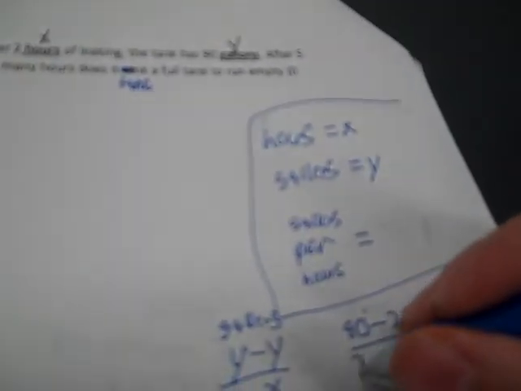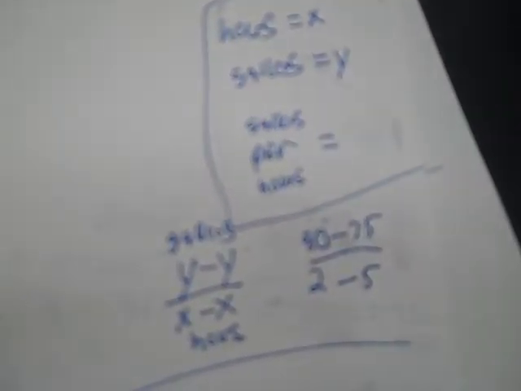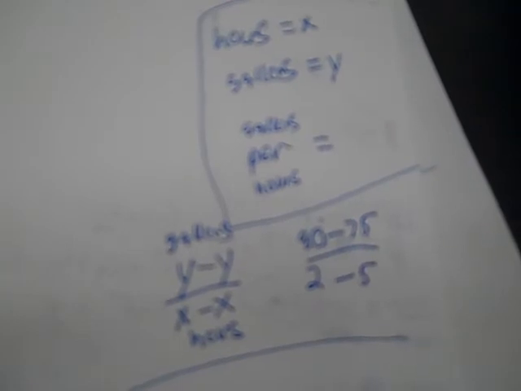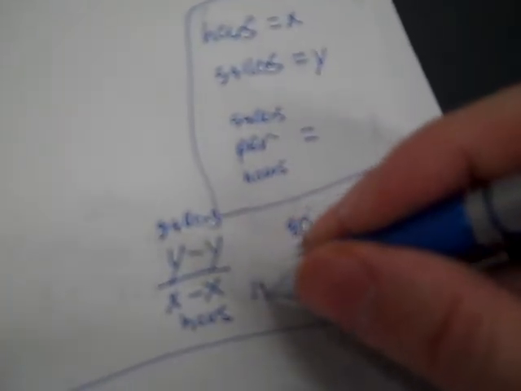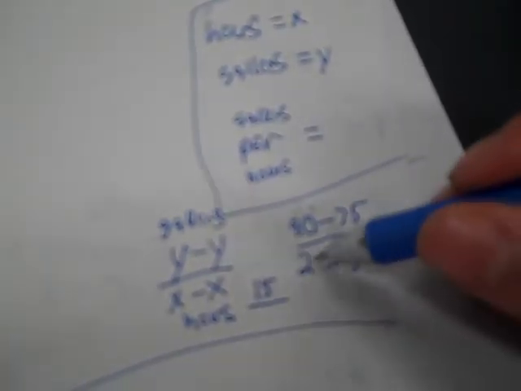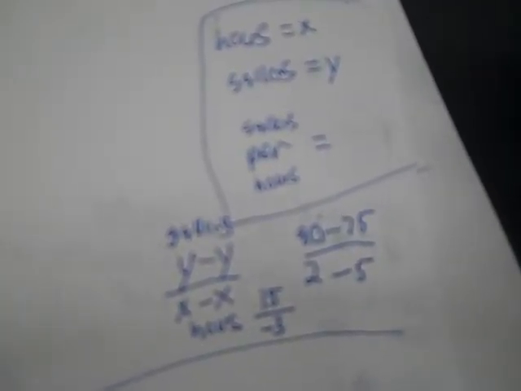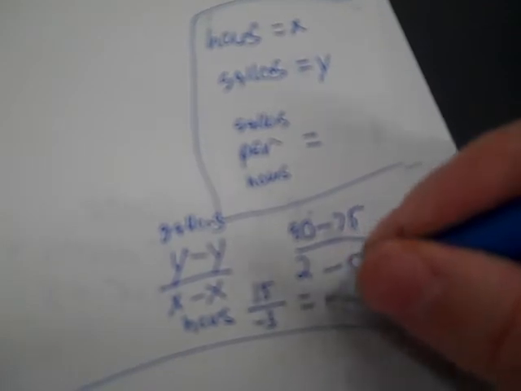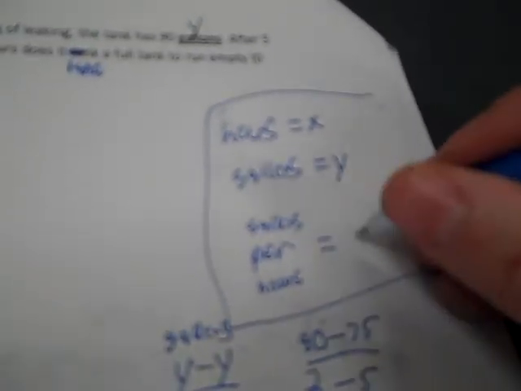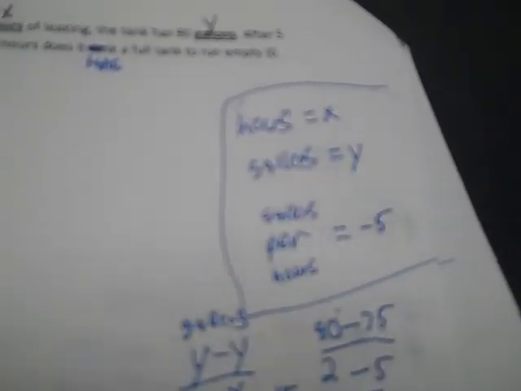And then what are the hours? Go in the order they're given. You have 2 hours first. Keep reading, then you have 5. Okay, so 90 minus 75 is 15. And 2 minus 5 is negative 3. Now 15 divided by negative 3 equals negative 5, so I put negative 5. Now you're like, should that be a negative? Yeah, because it's leaking, okay? So the gallons are getting smaller.